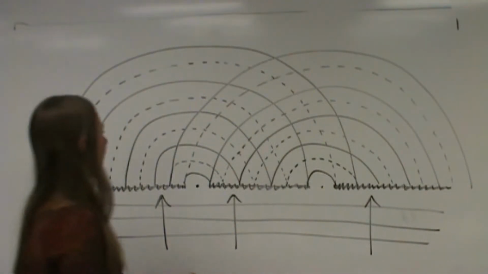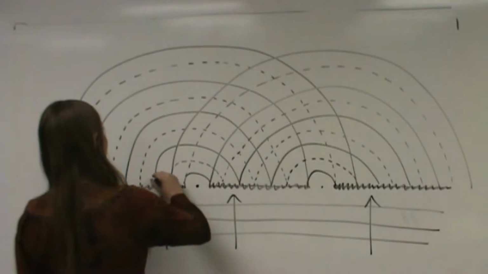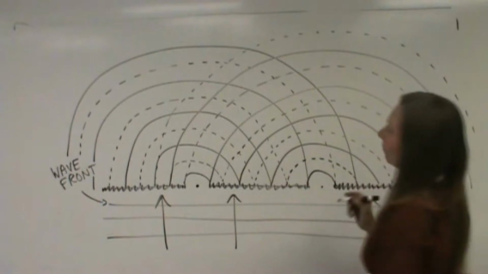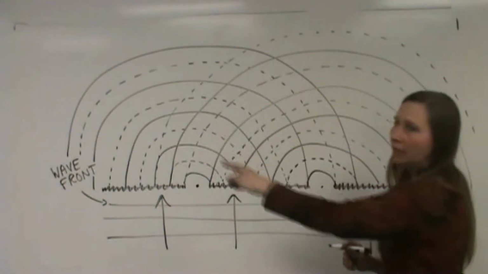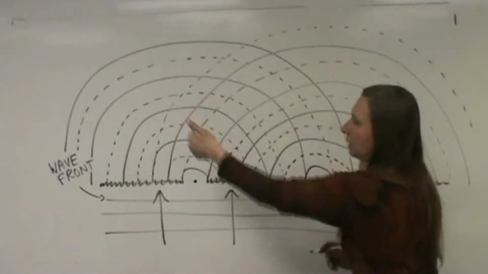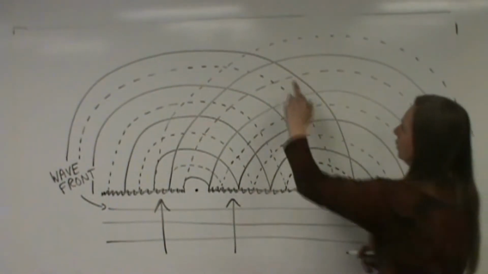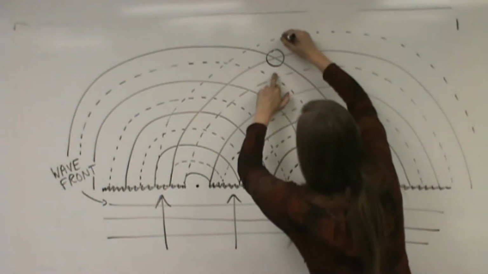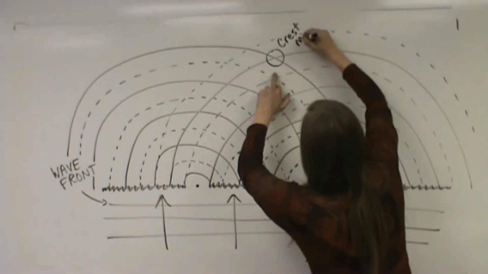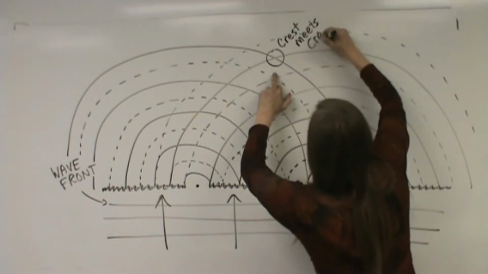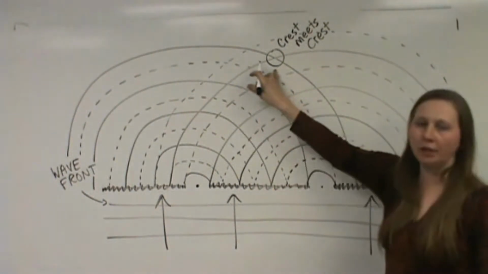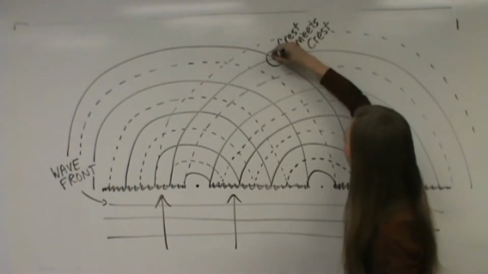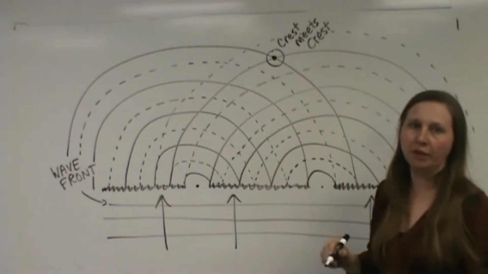All right, now, let's start looking for constructive and destructive interference. Remember, the solid lines are crests. The dotted lines represent troughs. So right here, we see that a crest meets a crest. Since crest meets crest, this is a point of constructive interference right here.